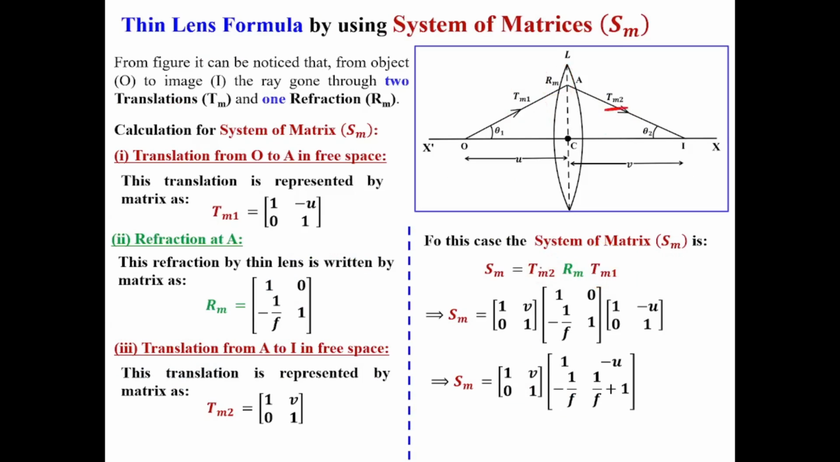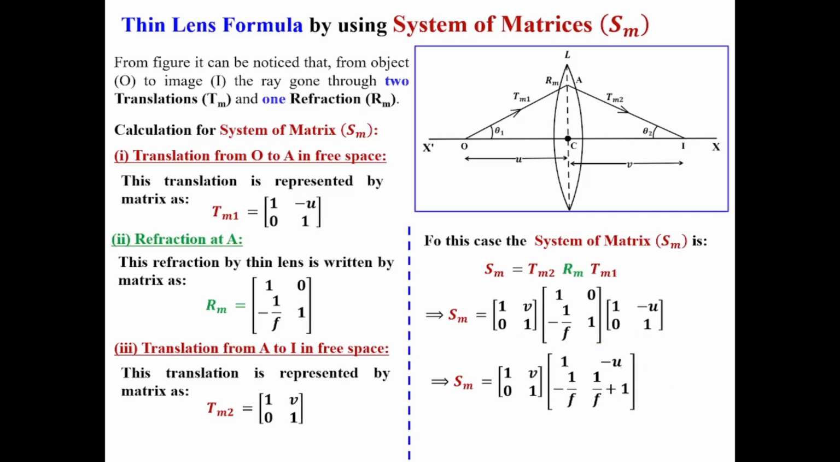Translation 2 matrix, then refraction, then translation 1 matrix. Here I have written the values. This one is 1 v 0 1, this Rm matrix is written over here, and this Tm1 matrix is written over here. First multiply these two matrices. You will find this one is 1 minus u minus 1 by f plus 1.